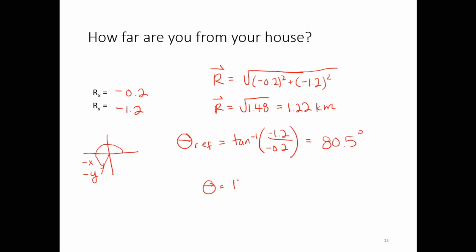So we're going to take 180. We're going to add 80.5. And we get 260.5 degrees. So final answer, you are 1.22 kilometers away from your house at a bearing of 260.5 degrees. So what would you call that? South, south, west, or something like that. But just leave it in standard position. That's fine.